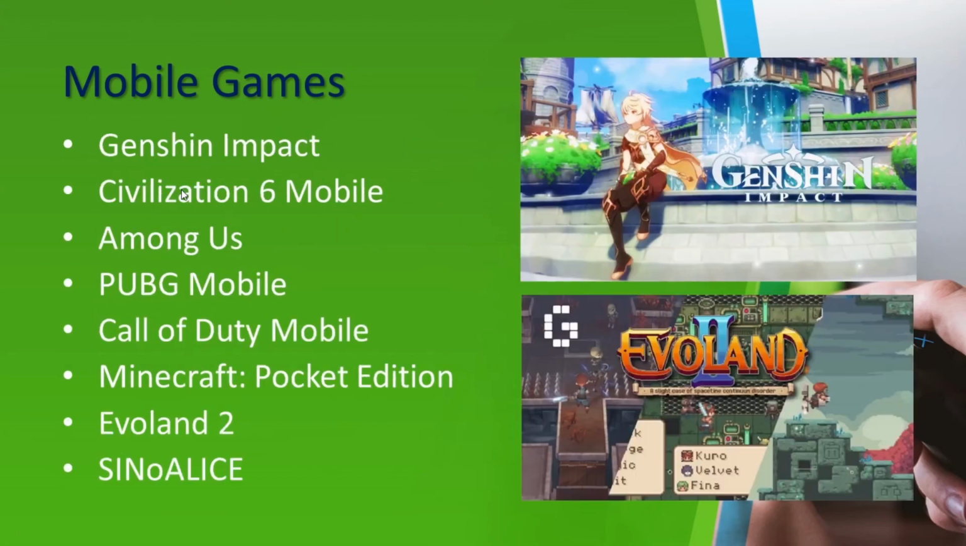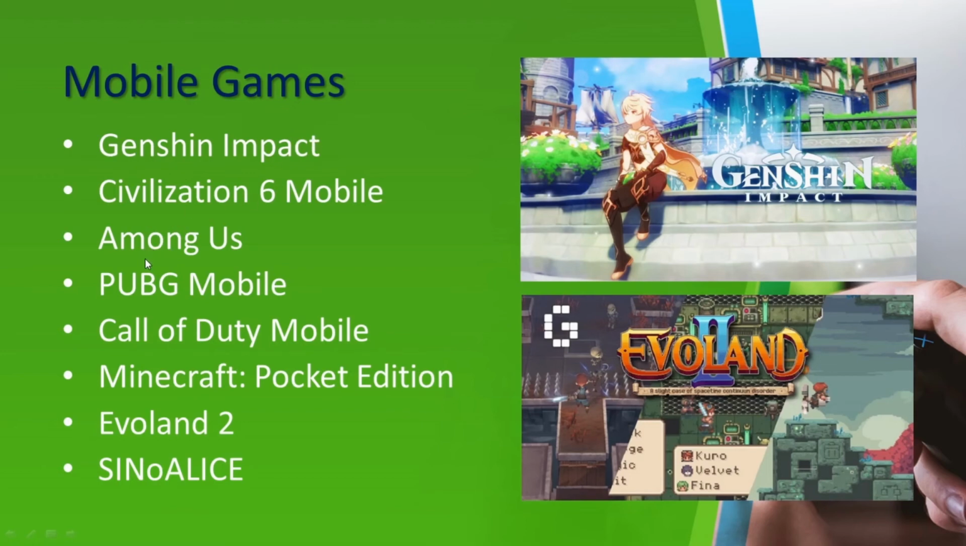Here are some examples of mobile games: Genshin Impact, Civilization 6 Mobile, Among Us, PUBG Mobile, Call of Duty Mobile, Minecraft Pocket Edition, Evoland 2, Sin o Alice. As I've mentioned earlier, some of these games are cross-platform, meaning you can play them on different platforms. Let's say, for example, Genshin Impact. You can play Genshin Impact using your mobile phone, or you can also play this one using a personal computer. So this is an example of a cross-platform game. Same as with Among Us.